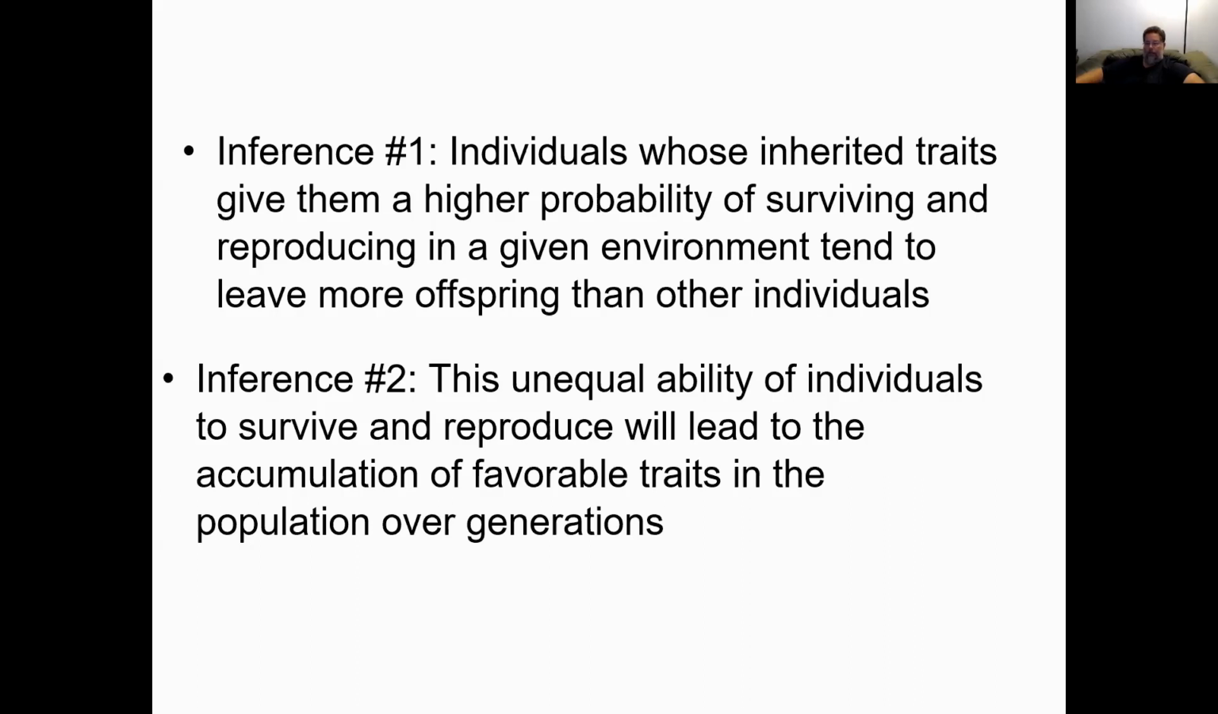The other thing to realize is that an unequal ability of individuals to survive and reproduce will lead to the accumulation of favorable traits in the population over generations. So that means, again, unequal. There's something about an individual that gave them an edge to survive a little better, to reproduce at a little bit higher rate. And then over multiple generations, those genes show up more often because it's those individuals that succeeded and survived that reproduced.